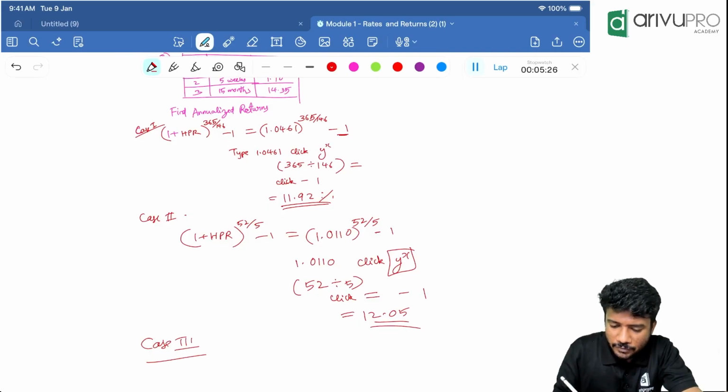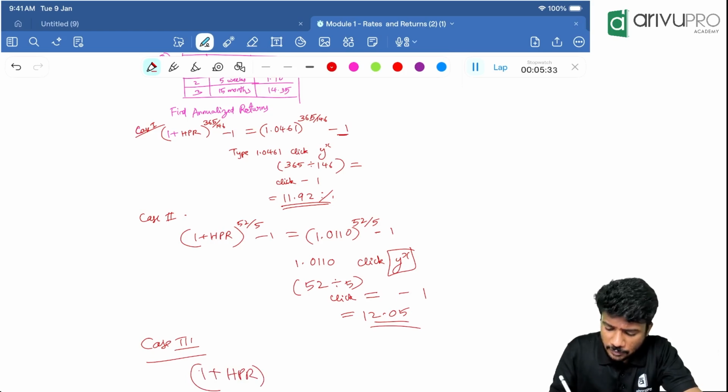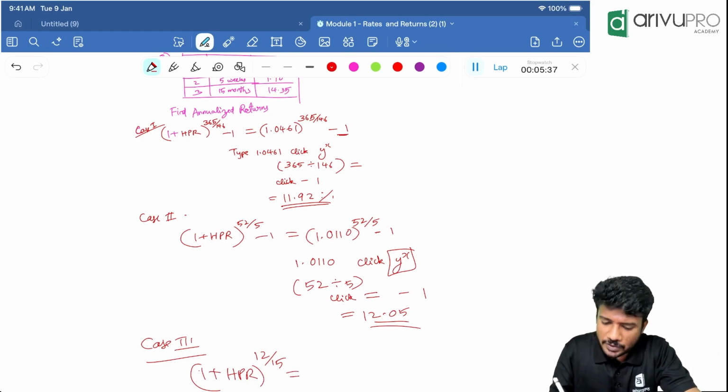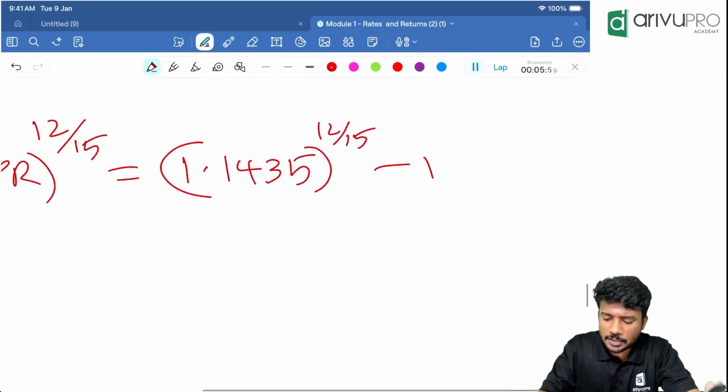Case 3, how will you find it? It's with respect to months. 1 plus HPR, the whole power. How many months are there here? In total 12. Then divide by 15. HPR in this case is 14.35. That means 1.1435, the entire thing raised to 12 by 15, minus 1. Get me the answer. Direct question.